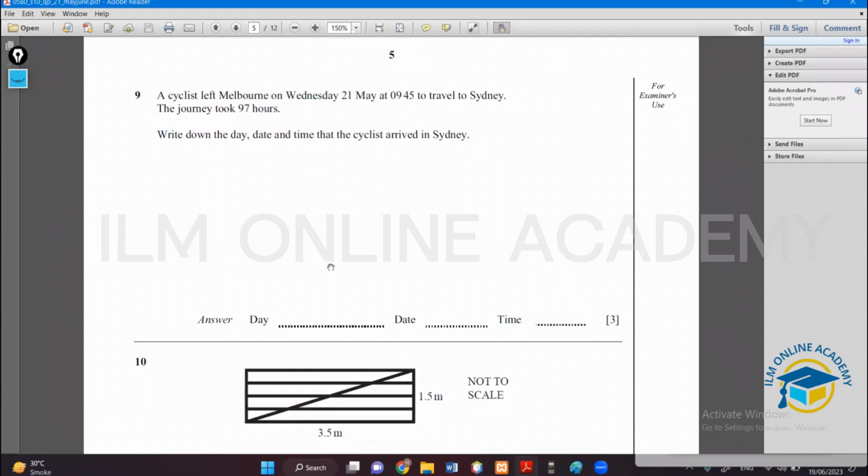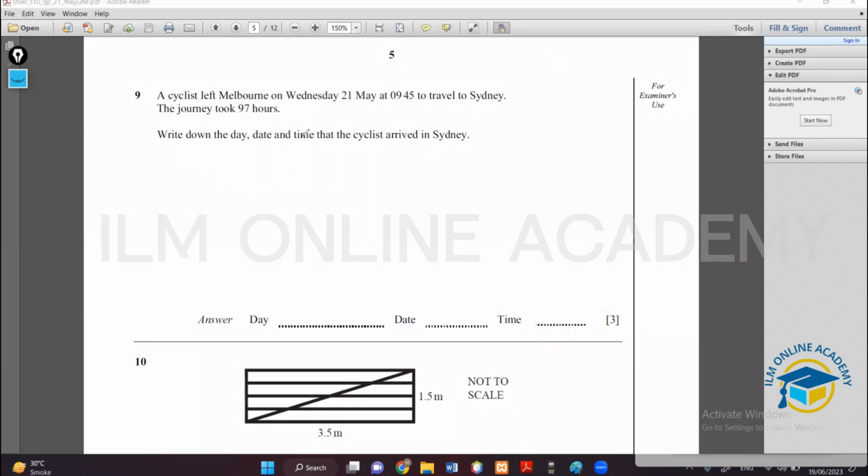Now, question number 9: a cyclist left Melbourne on Wednesday, 21 May at 9:45 to travel to Sydney. The journey took 97 hours. Write down the day, date and time that the cyclist arrived in Sydney. So what they are asking is that a cyclist left Melbourne to travel to Sydney on Wednesday, 21 May at 9:45, and it took him 97 hours to reach Sydney.